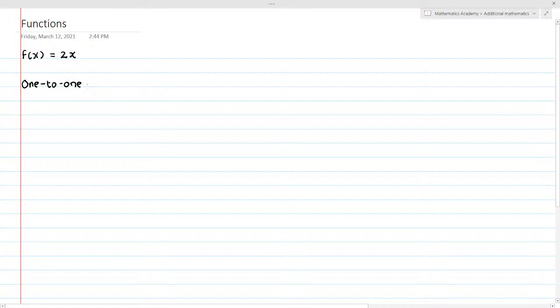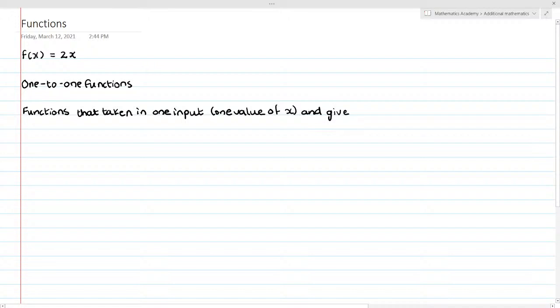One-to-one function. Now, what are these functions? Well, the name says it. It's functions that take in one input, so one value of x, and give out one output. So what do I mean by this, for example?